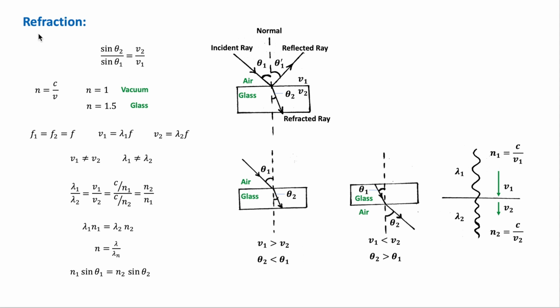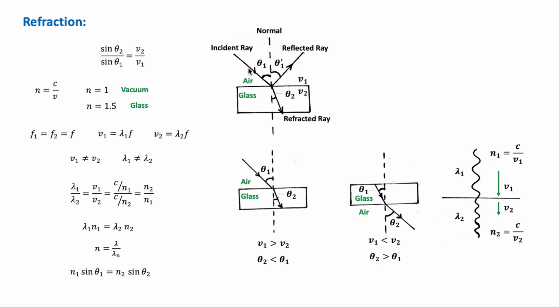So we will now discuss refraction. Suppose a ray of light is traveling in a transparent medium and is obliquely incident on a boundary to another transparent medium. Part of the ray is reflected and the remaining part is transmitted into the other medium, but this transmitted ray experiences a change in direction at the boundary and is said to be refracted.